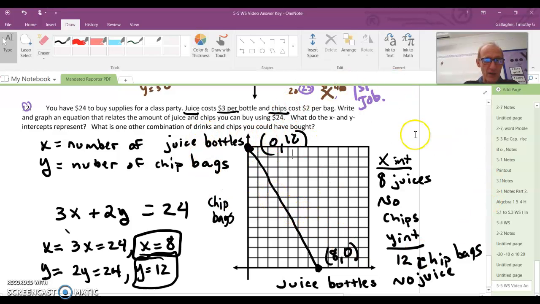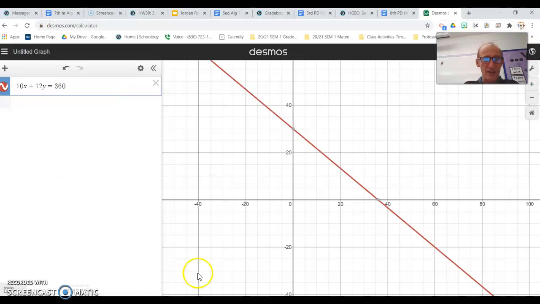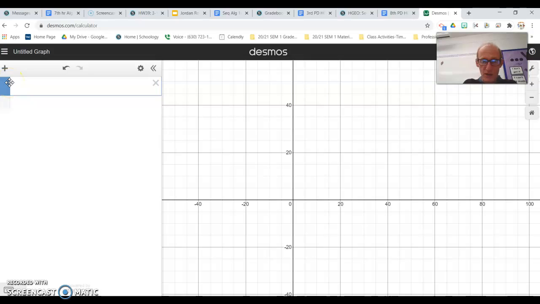Okay, so let's get this graphed here. We have 3x plus 2y equals 24. I'm going to put that in Desmos. I'm going to add a graph, and I'm just going to delete this. So it's going to be 3x plus 2y equals 24. We can see our intercepts. This is 12 and this is 8. So let's go along here and see what we can come up with. Looks like 6, 3 is a good combination.